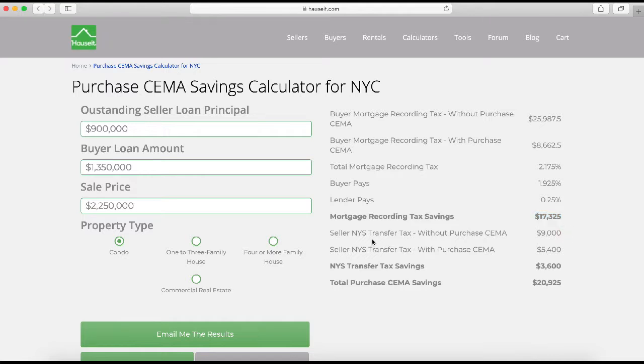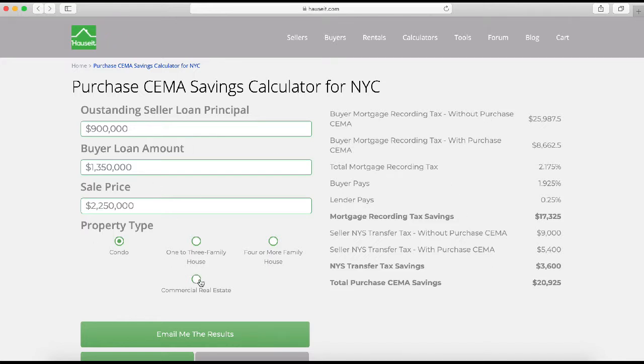Now for the seller, they're saving less because they're only saving on the New York State transfer tax. With the purchase CEMA, it looks like they're saving around $3,600. So in this arrangement, the total savings available is approximately 21K. What would happen, more or less, is the buyer and seller's attorneys would get together, negotiate, and the buyer and the seller would probably both walk away from this saving around 10K. You can play around with this as well to test it out.